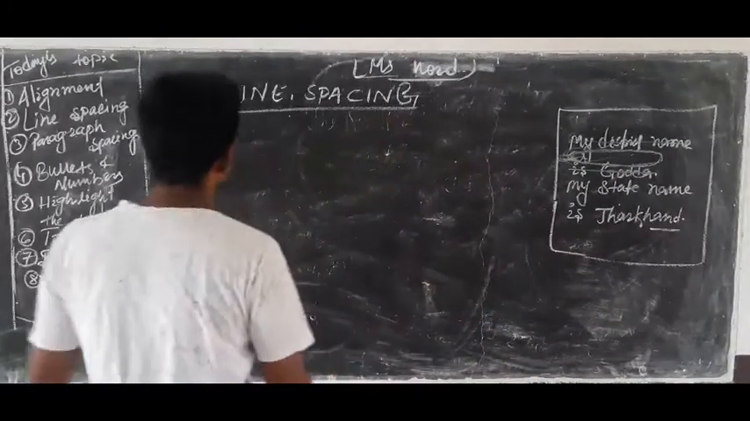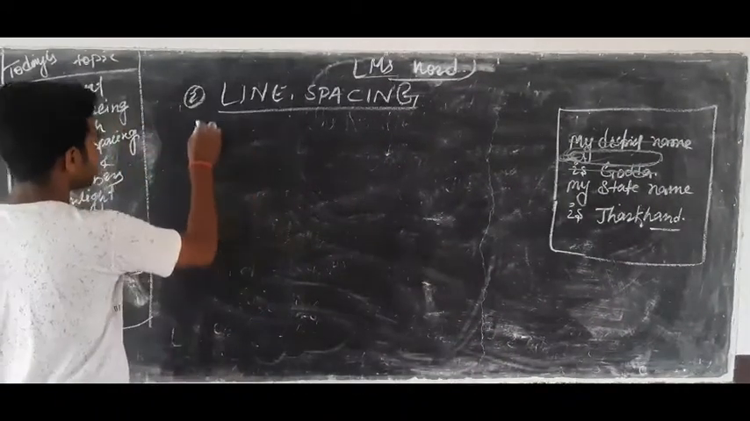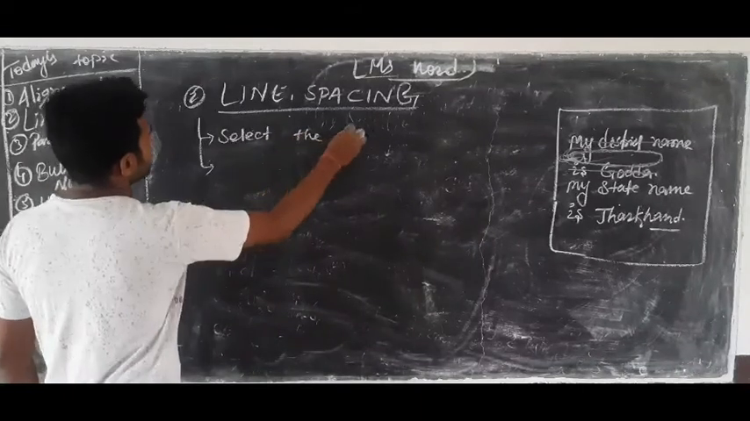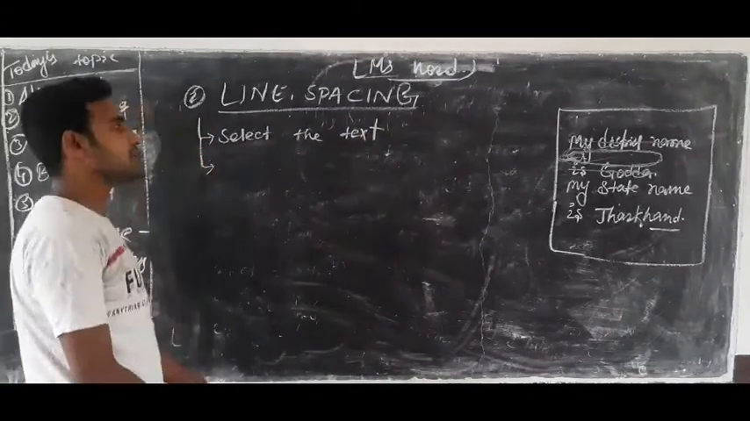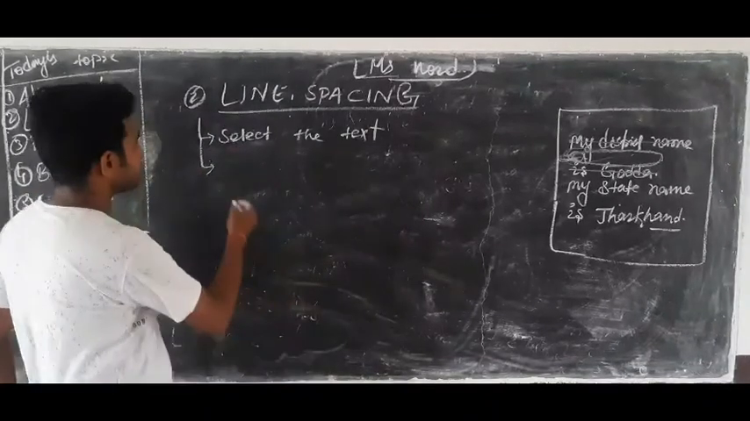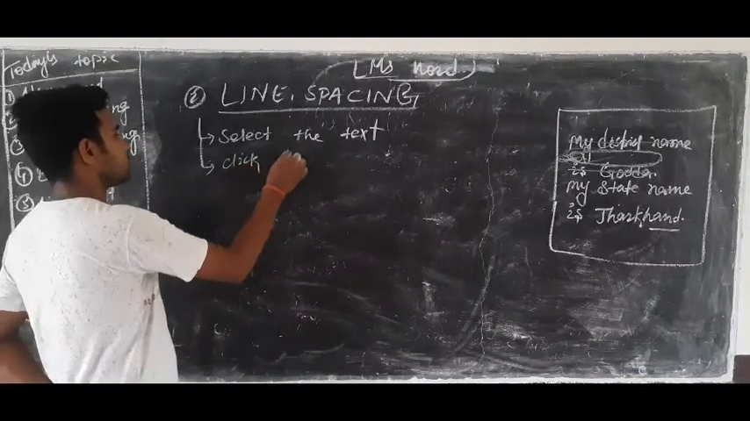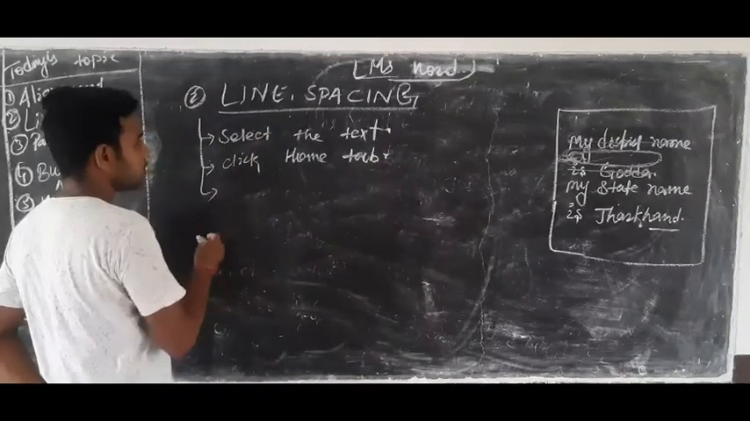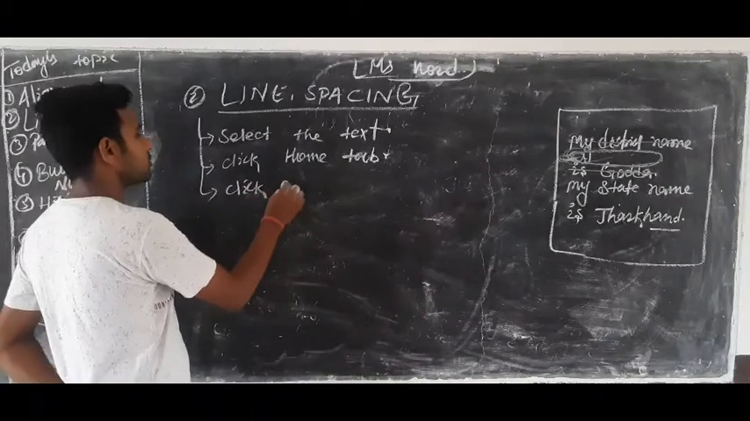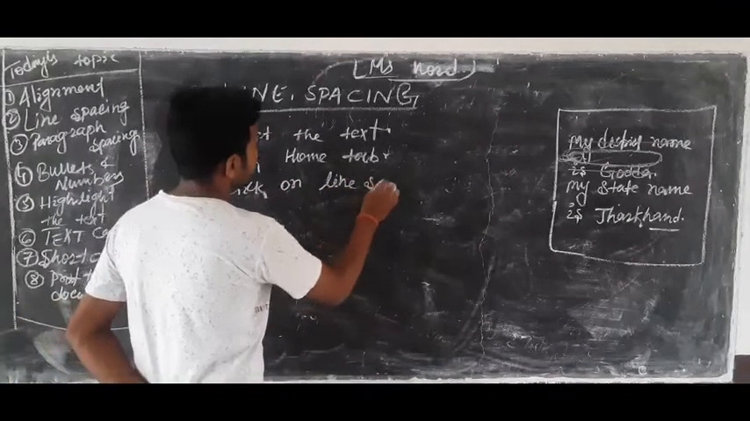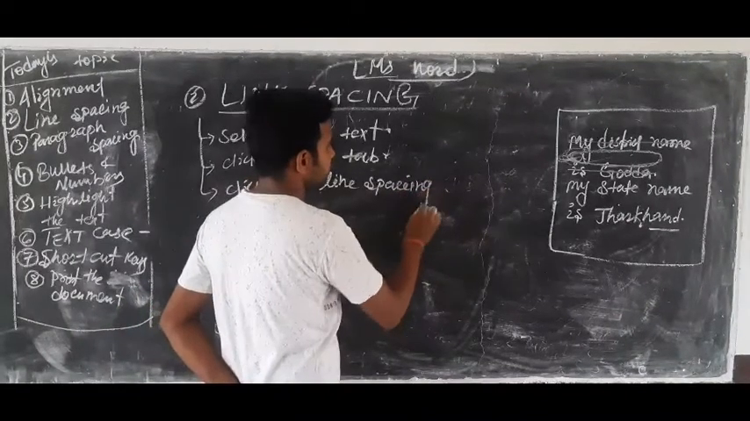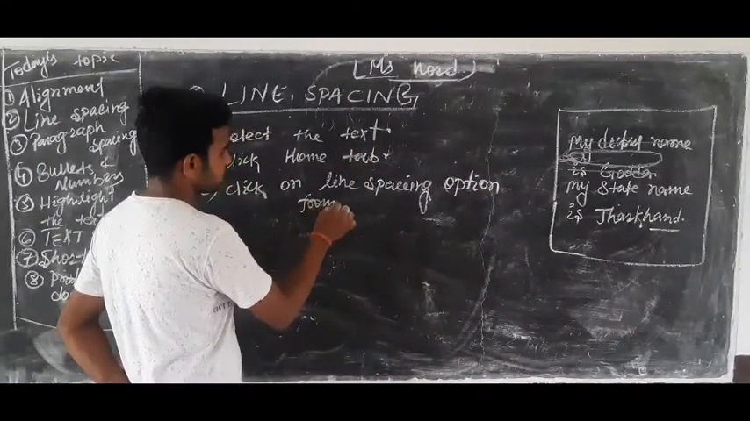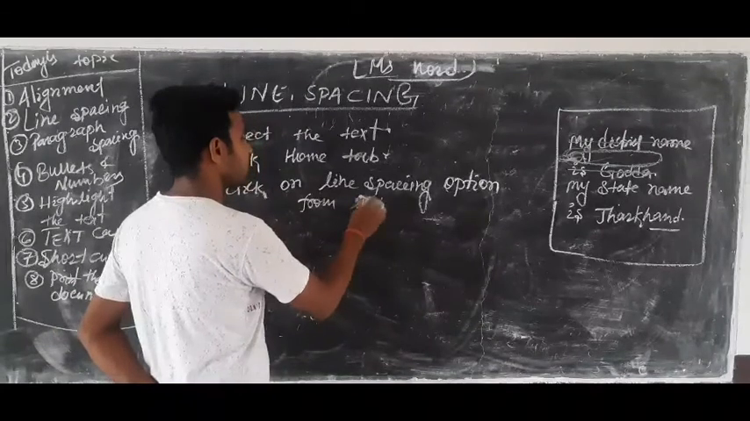So how can you increase and decrease the line spacing? First of all, select the text where you want to increase or decrease the line spacing. Second, click the Home tab. Third, click on the line spacing option from the paragraph group.